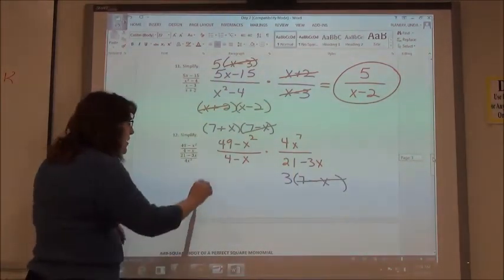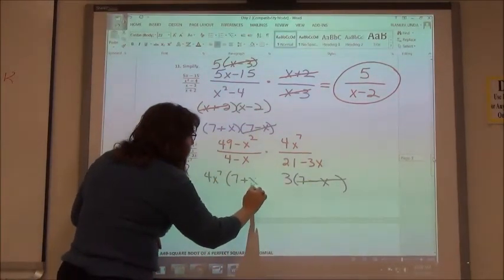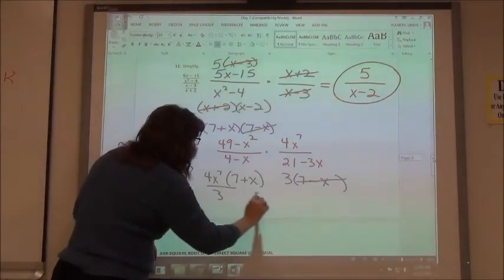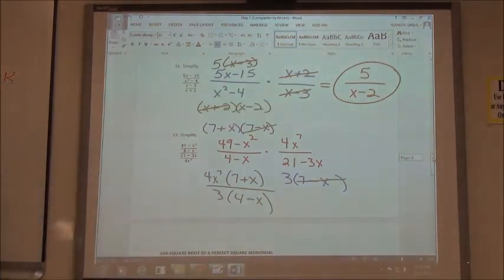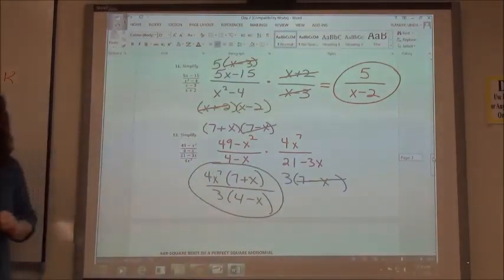And so my answer is that I have 4x to the 7th times 7 plus x up on the top. And on the bottom, I'm going to have a 3 and a 4 minus x. So as crazy as that looks, that's going to be my answer.